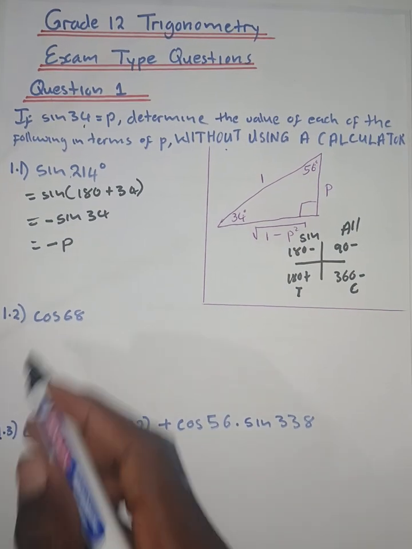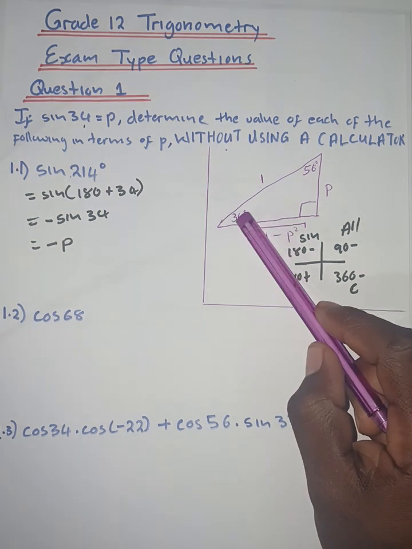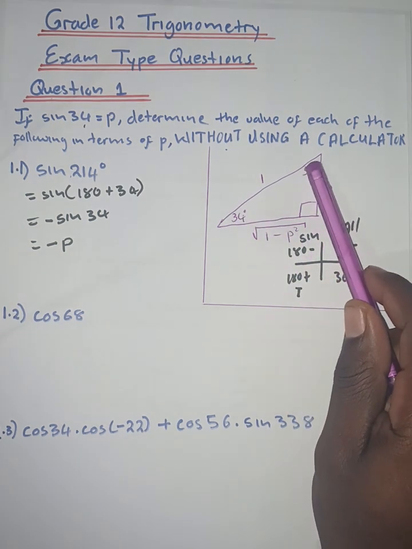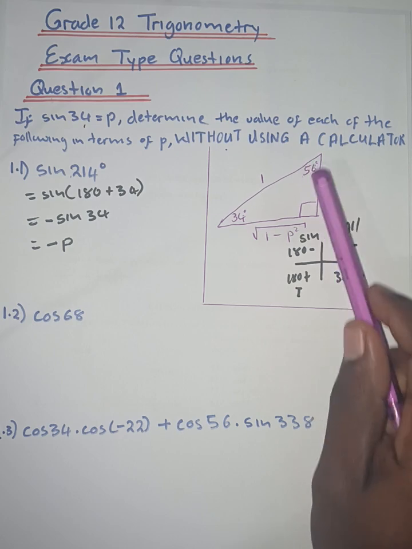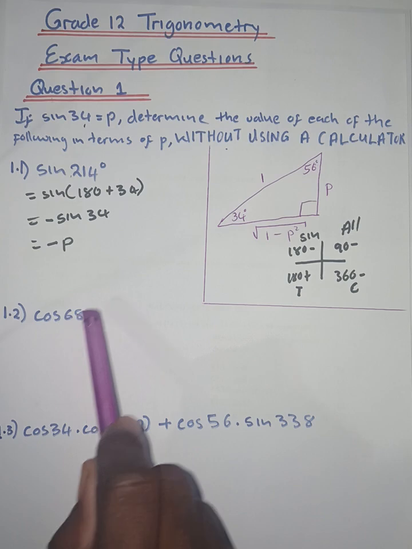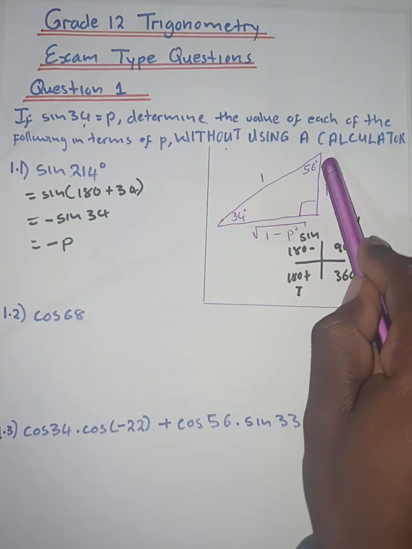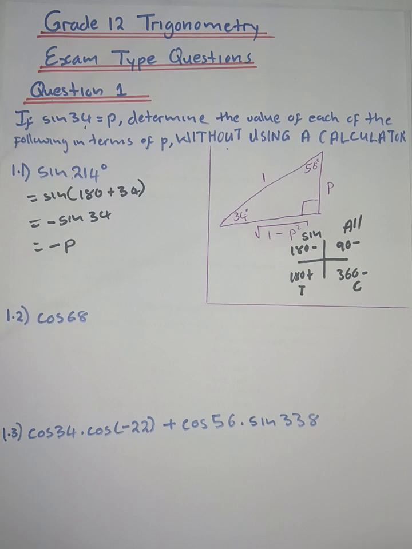So they want the value of 68. Now what you would notice is that we don't have 68 in the diagram. We calculated that value and got 56, which is not actually in the diagram, and that's not a special angle either. So what you would notice is that 68 is actually double 34.